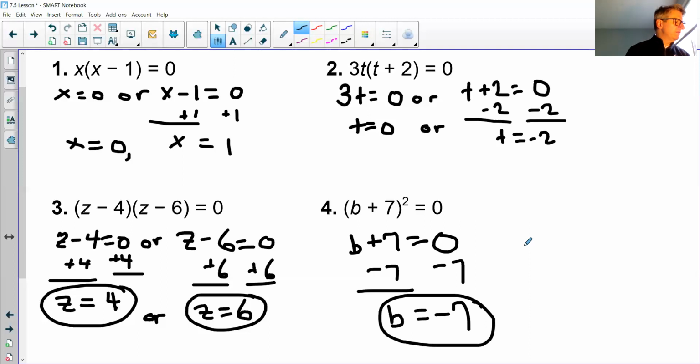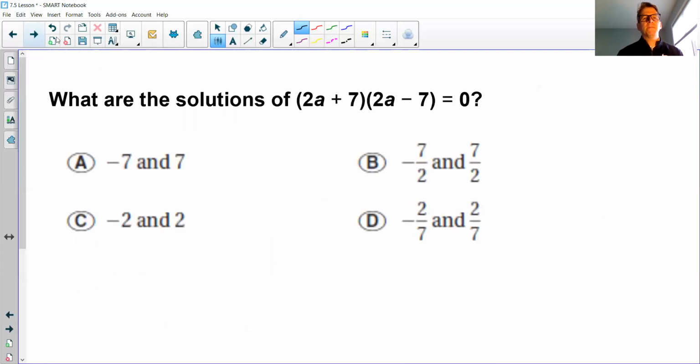So this is the zero product property, and this is solving polynomials using that property. Now, these are already in factored form. These are all polynomials that are in factored form, which we're going to learn how to factor shortly.